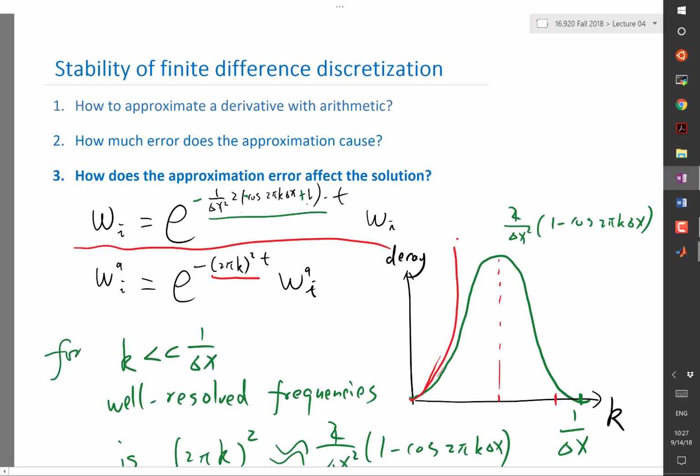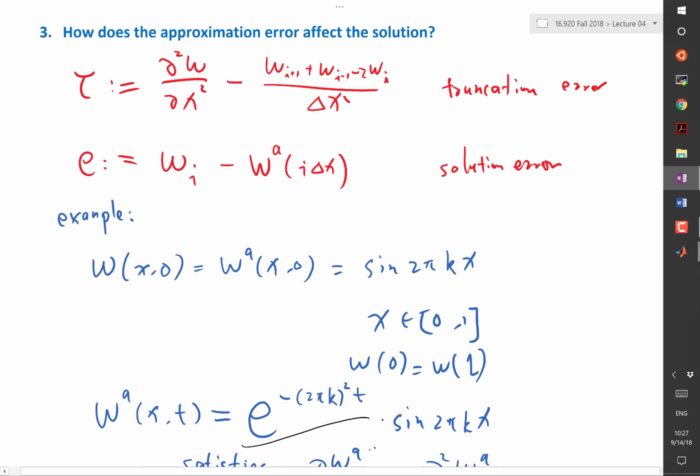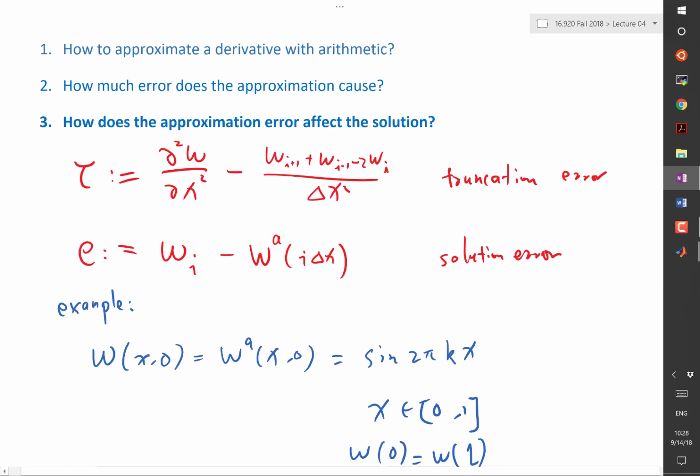Okay, any questions? Yes? That's right. We haven't incorporated it, because we have been looking at the equation for which kappa is equal to 1, right?